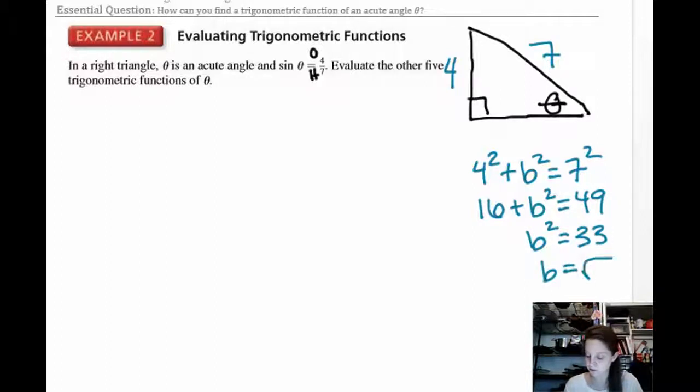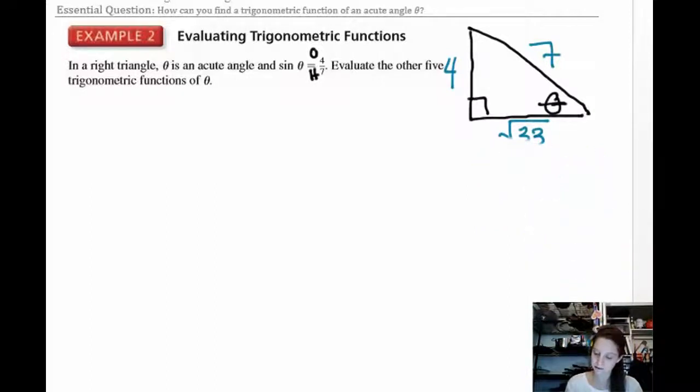B equals the square root of 33, which is not a perfect square and does not contain a perfect square factor, so I can't simplify it. So this missing side I'm going to leave as radical 33. And now that I have my triangle, this is just a repeat of the example before. I know it says to evaluate the other 5, but it helps me just to do it the exact same way. So I'm going to write out all 6.